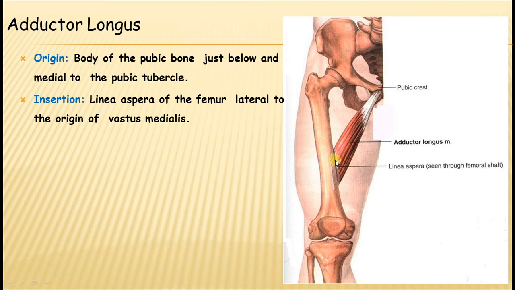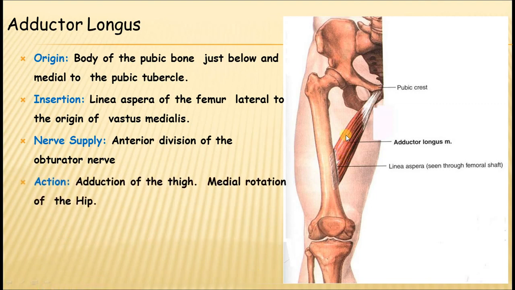Okay, so it is getting inserted into the medial lip of the linea aspera. It is supplied by the anterior division of the obturator nerve. So the anterior division of obturator nerve mainly supplies your gracilis, and then also it supplies your adductor longus muscle. It is an adductor of thigh.